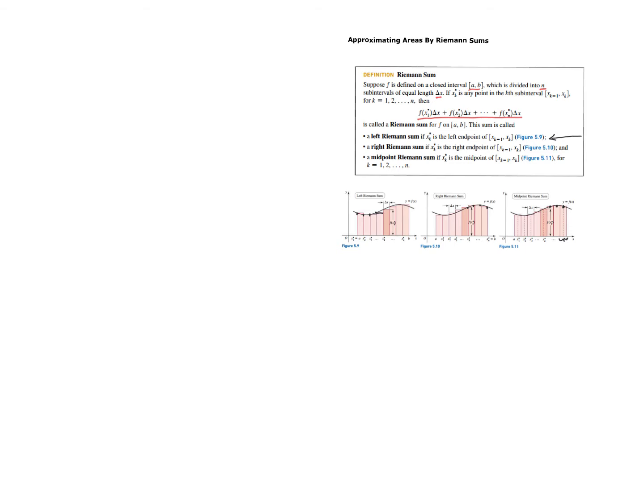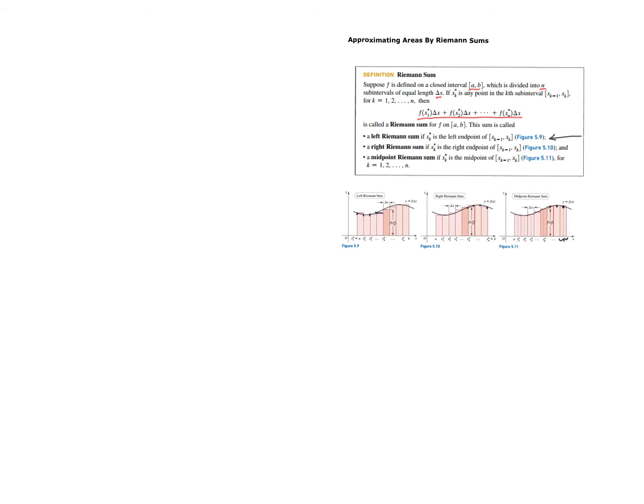And let me just draw this in: 1, 2, 3, 4. Now if we're doing a left-hand Riemann sum, then the left corner of each rectangle is going to be the height of the rectangle that we're going to use. So we're going to find these 4 areas and add them up.